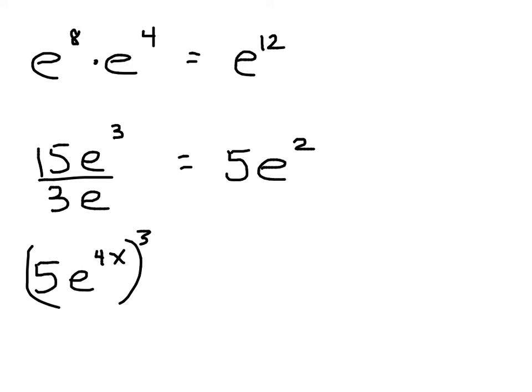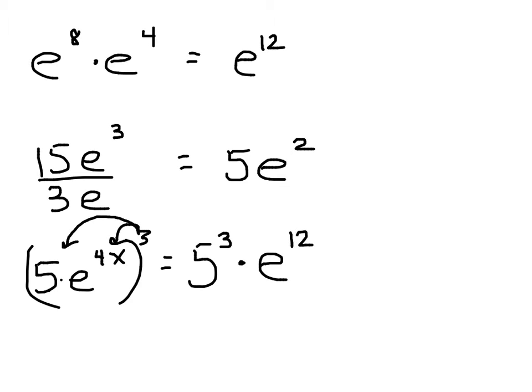Now, the next one, number 6 on the review. This one, I've gotten people to get wrong quite a bit because they don't do it the right way. When you have 5 times e to the 4x raised to the 3rd power, most people do not distribute the exponent like they should, and they miss the 5 to the third to begin with. So that should go 5 to the third times e to the what?